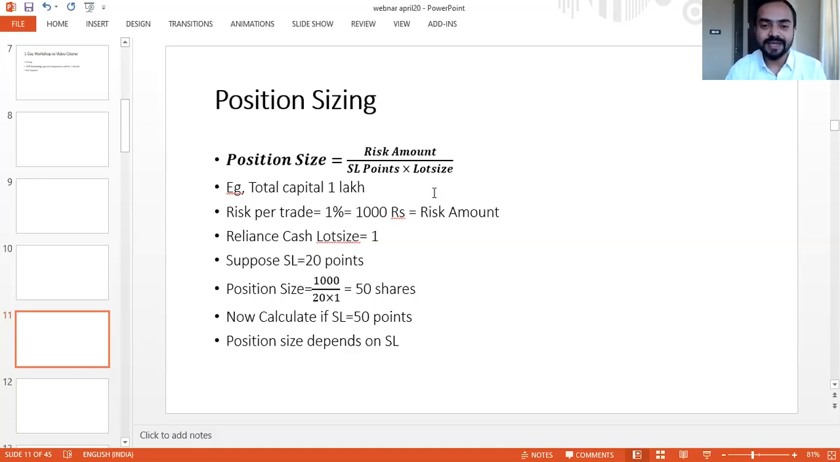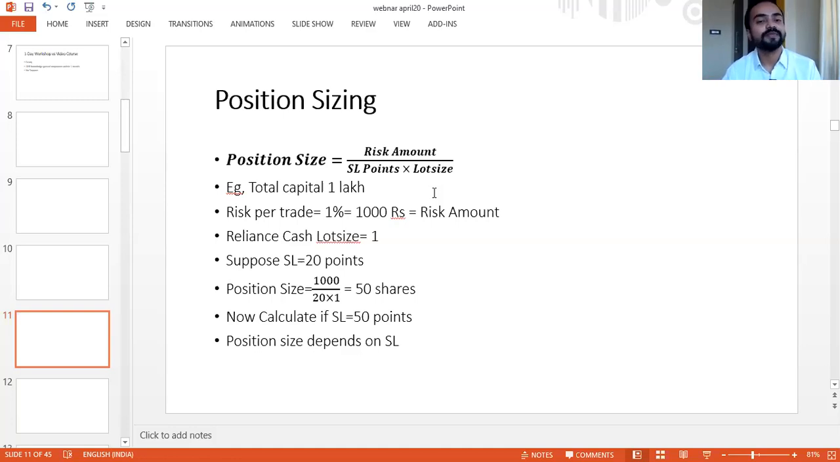As I can see on the screen, most of you got the right answer. If a stop loss is 50 points, then my position size will be 20 shares. I can trade Reliance cash 20 shares so that my maximum loss is 1000 rupees. So most of you got the right answer, which means that you are paying attention here and you are understanding the concepts.